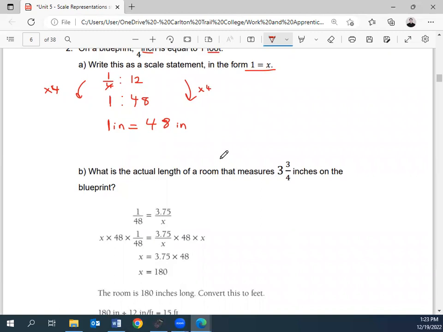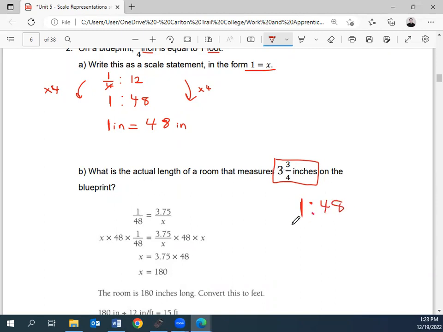Okay, so for question B here, this is not supposed to be filled out, but it is, so whoops. But just take a look at what's happening here. The length of a room that measures 3 3/4 inches on this blueprint. So this bases your question off here. We already know it's a 1 to 48 here, right? You could set it up this way too. You could set it up in your ratio way if you like it that way better.